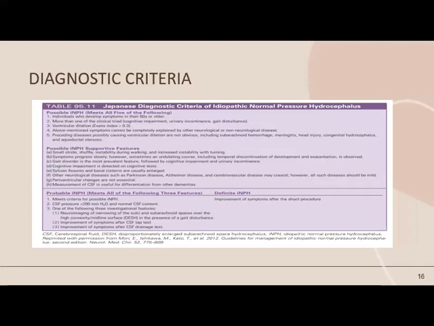Then second is probable NPH, which meets all of the following three features. Number one, it meets the criteria for possible NPH. Second, CSF pressure should be less than 200 mm of water, and normal CSF content should be present. And number three, one of the following three investigational features should be present. Number one, neuroimaging of narrowing of the sulci and subarachnoid spaces over the high convexity midline surface, which we saw again in the neuroimaging. Second, improvement of symptoms after CSF tap test and CSF drainage test. Then third is definite idiopathic normal pressure hydrocephalus: there is improvement of symptoms after the shunt procedure.